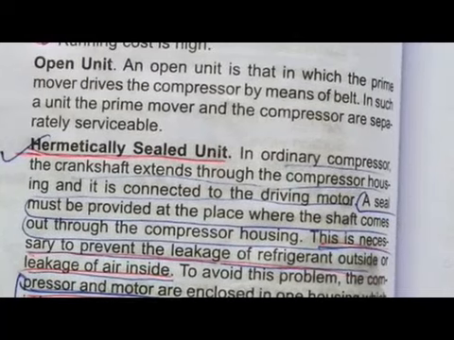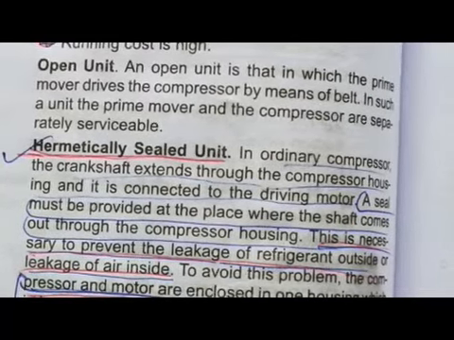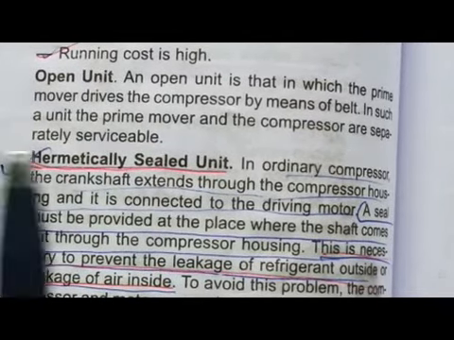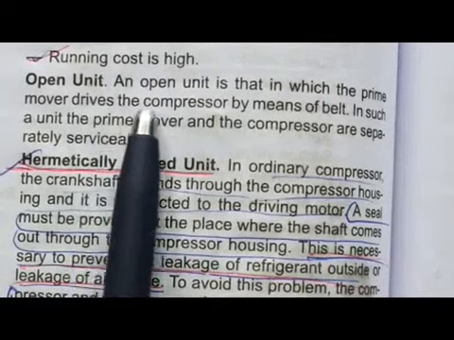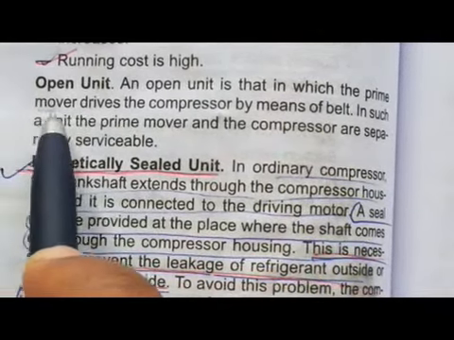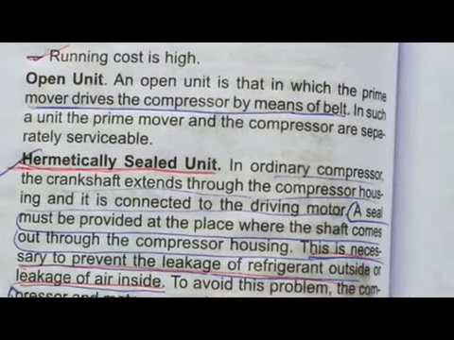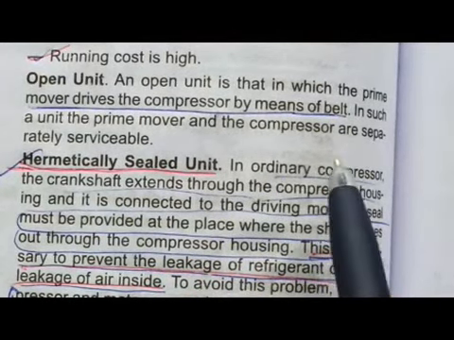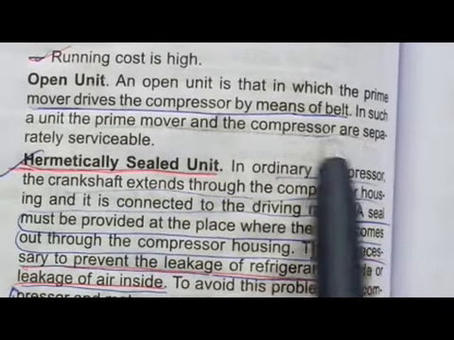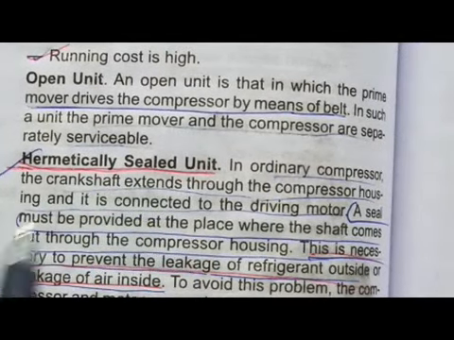The second classification was horizontal and vertical. That is just the position of the cylinder. Now let's see the open unit. In an open type unit, the prime mover drives the compressor by means of a belt. In such a unit, prime mover and compressor are separately serviceable. So that was the open unit.